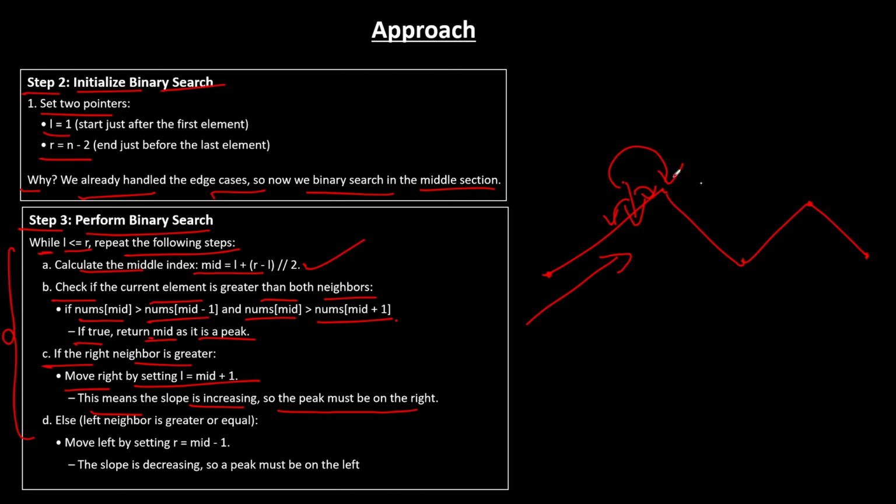Similarly, this case could be: if you're standing here and this is a decreasing element, but this is an increasing element, so what you do? You do R equals mid minus 1, so you come back. That is what is written here. Else, the left neighbor is greater or equal. Move left by setting R equals mid minus 1. This means the slope is decreasing, so the peak must be on the left.